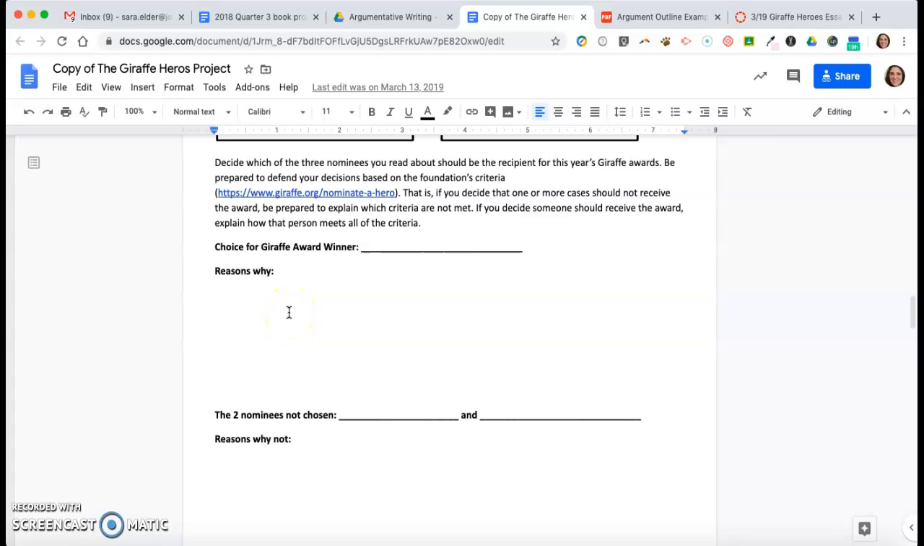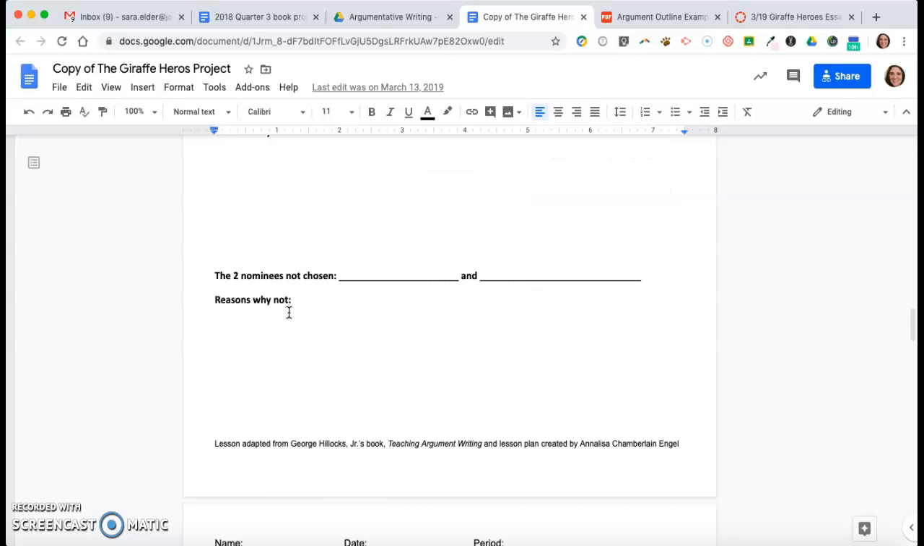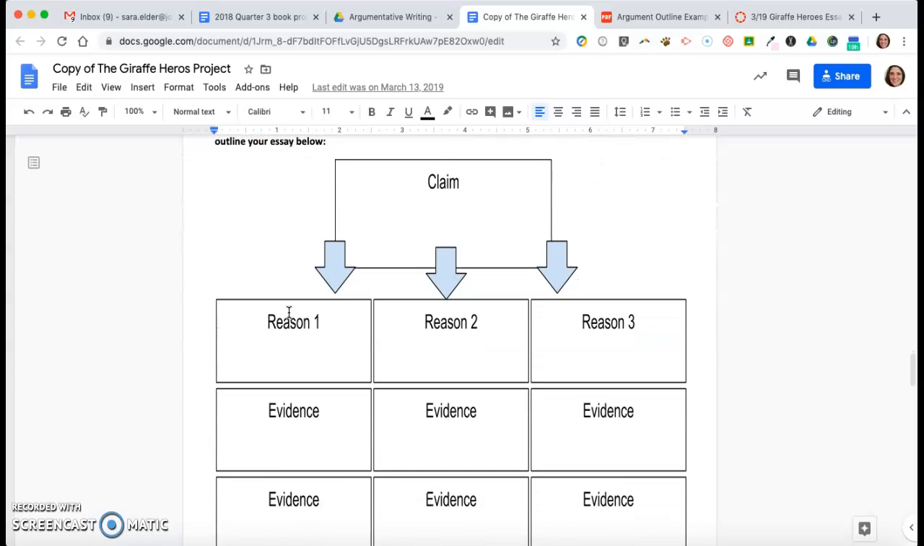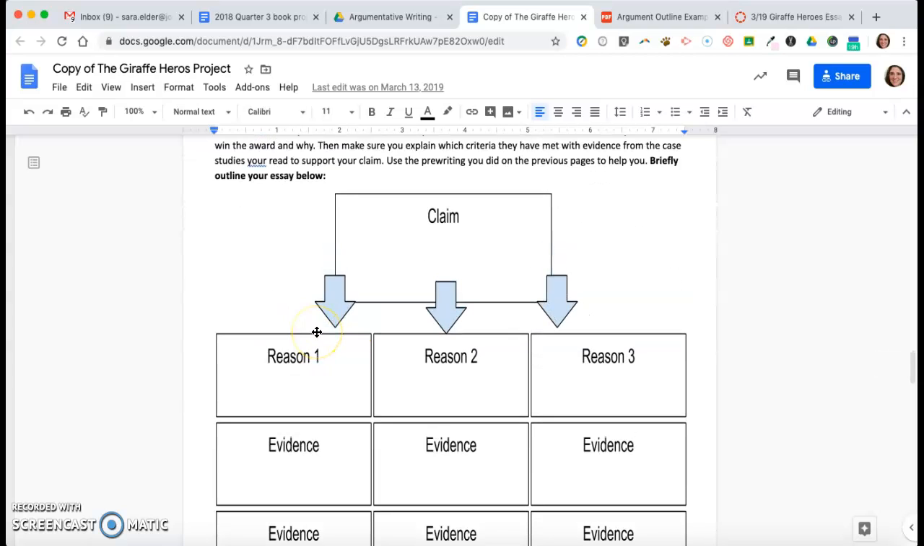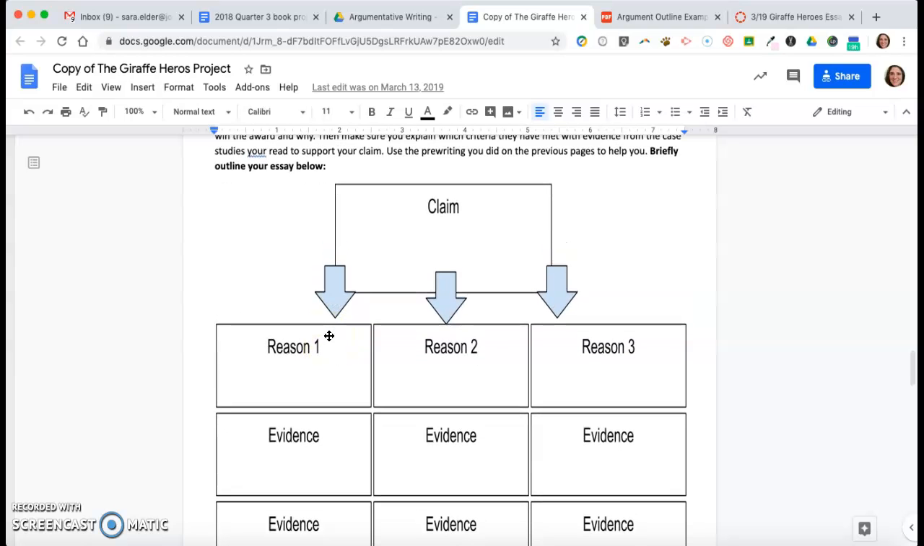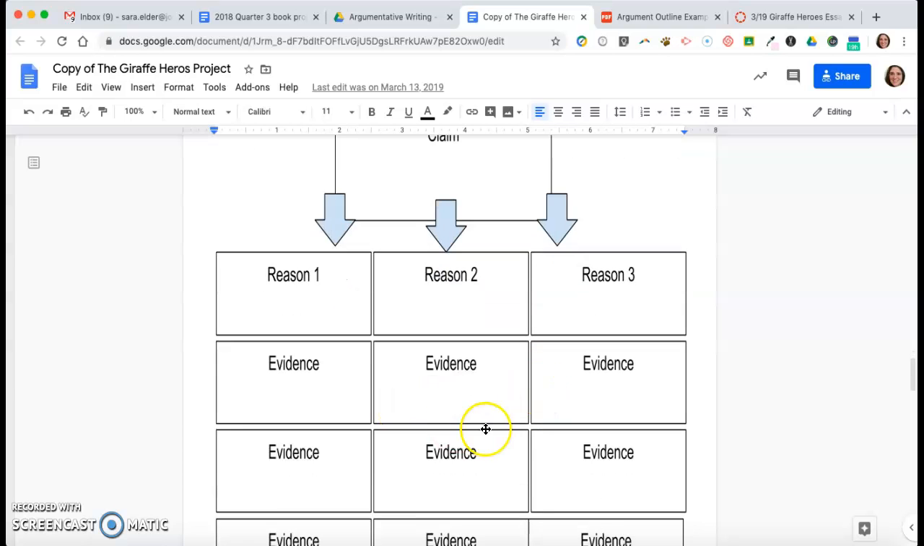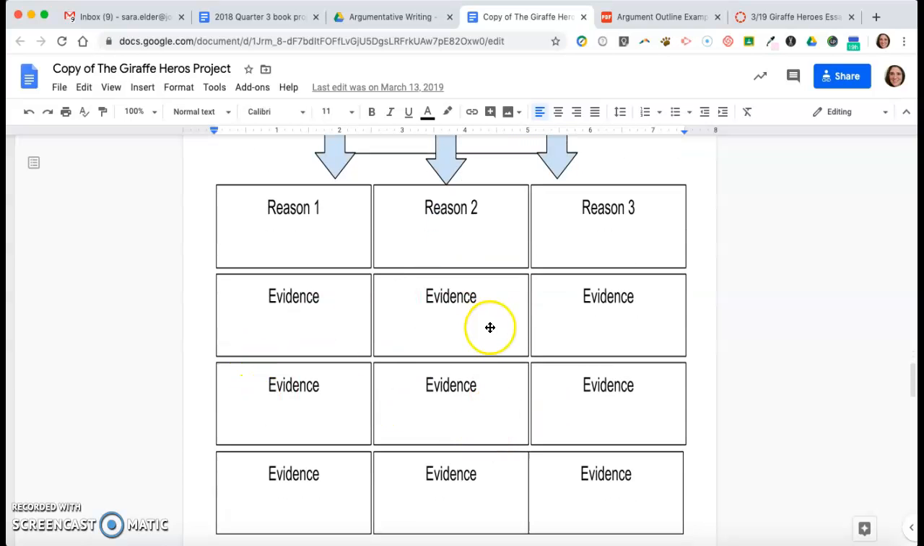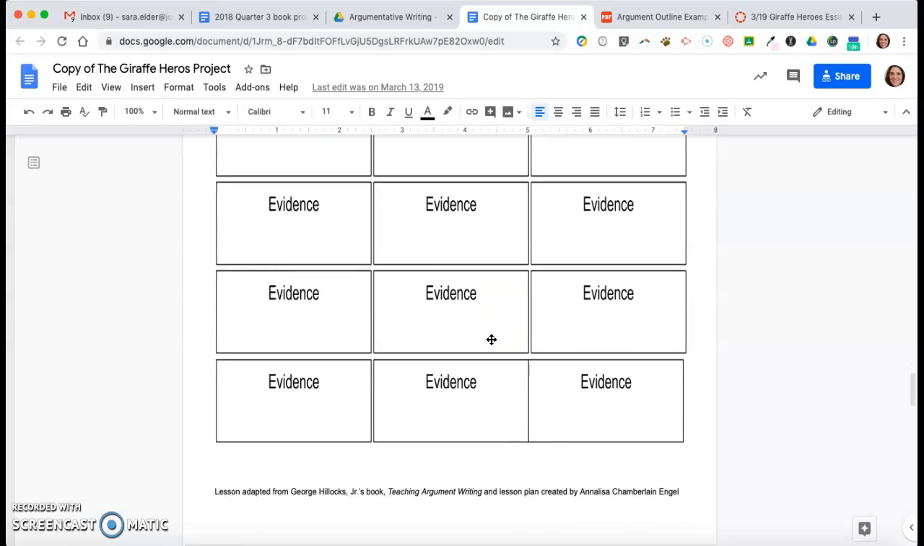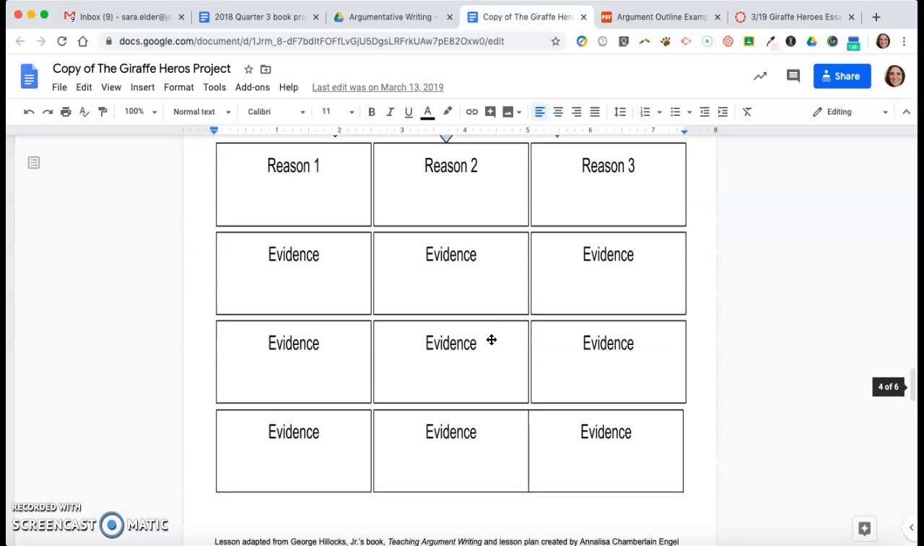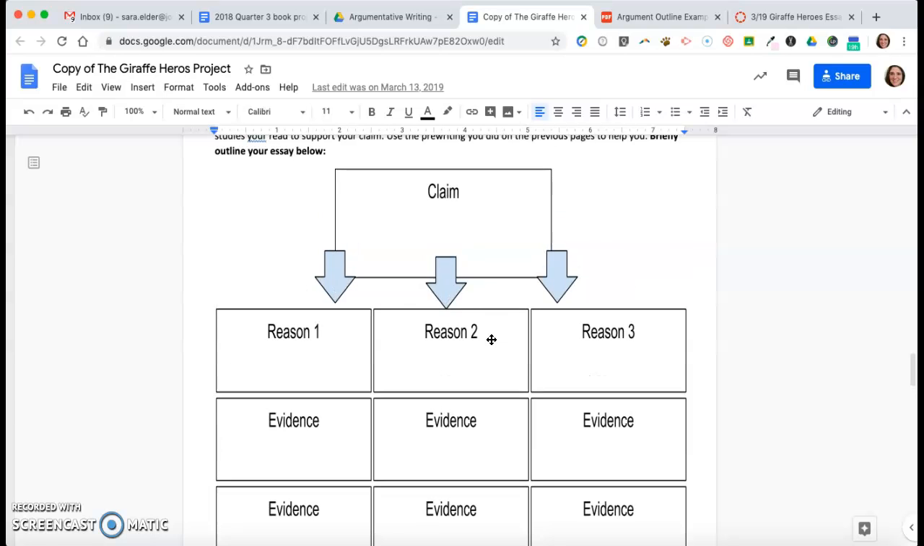your essay today. So in your essay, you're persuading the reader with reasons why they should award the person you chose with the Giraffe Award and why they deserve to win that award. So you can use the outline that is provided to you in your blue packet. It's on page 4. And today I'd like you to focus on writing a claim and your 3 reasons and then start writing some evidence. Try and get at least half done today, and then you can finish the other half tomorrow. And then on Monday, we'll start typing it up.